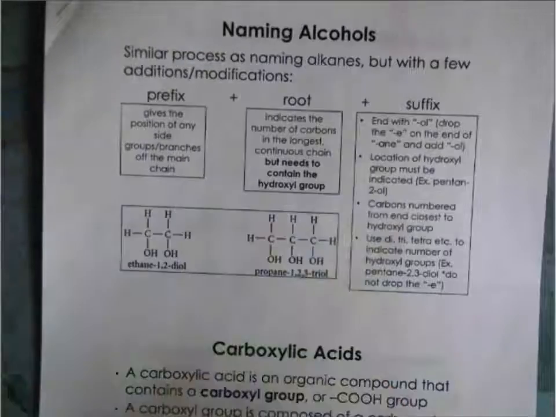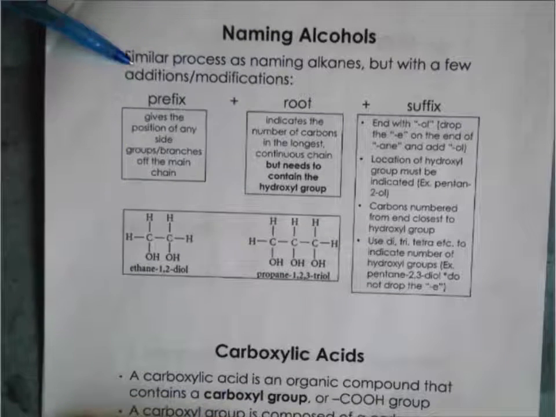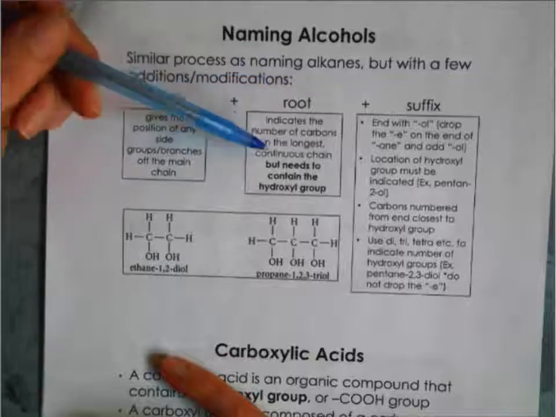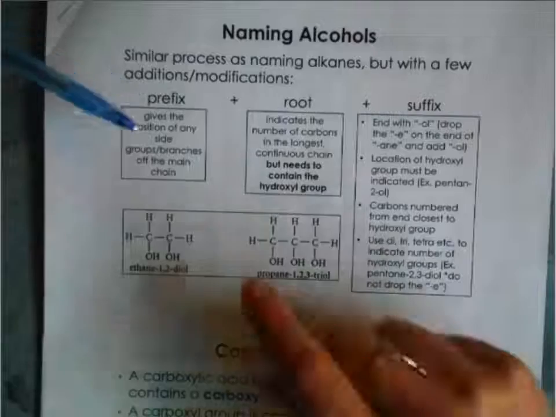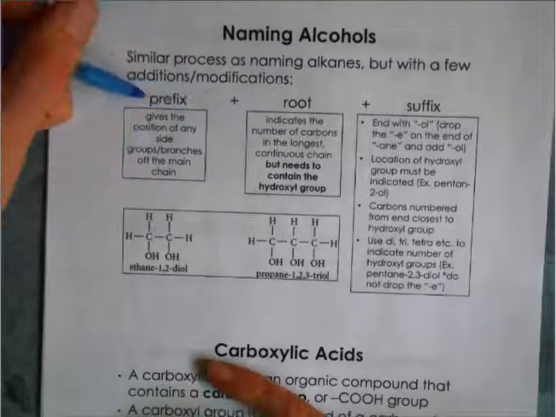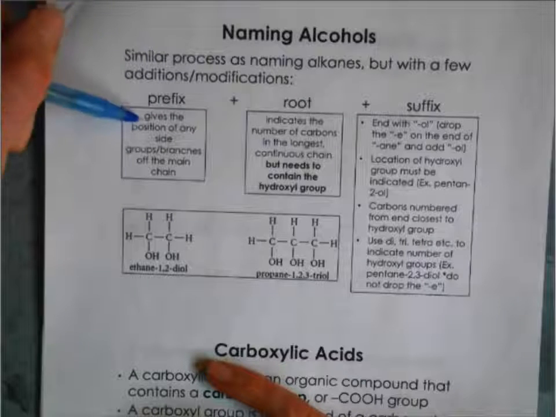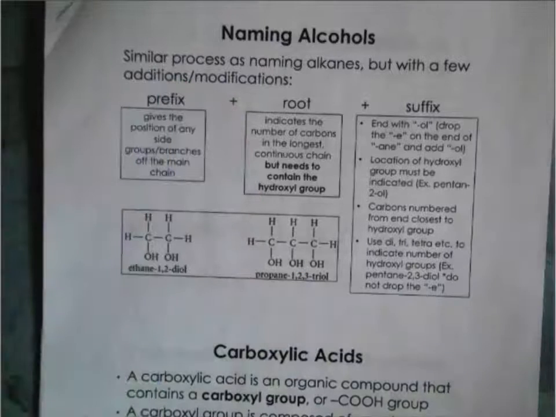So the alcohols have a similar naming process to alkanes, but there are a few additions or modifications. Essentially, we can divide the name up into a prefix, a root, and a suffix, right? The prefix is the part of the name that goes first, and it gives the position of any side groups or branches off the main chain.